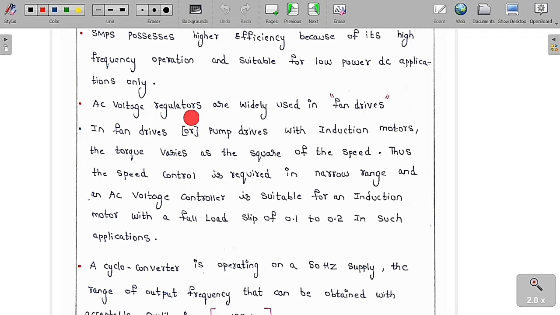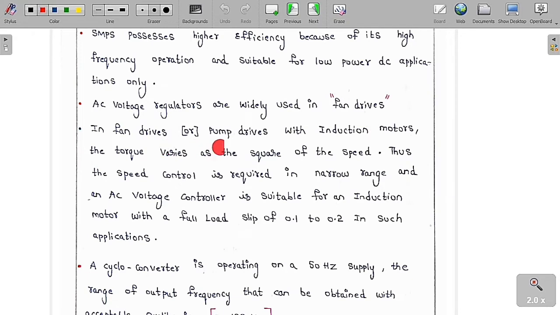AC voltage regulators are widely used in fan drives. AC voltage regulators are also called cycloconverters. In fan drives we use these AC voltage regulators or cycloconverters because a cycloconverter converts a fixed AC into a variable AC of different magnitude and different frequency. The output frequency can be lesser than the input frequency, and sometimes the output frequency can be greater than the input frequency. So fo equals N times fs, where fo is the output frequency and fs is the input frequency, and N is always an integer.